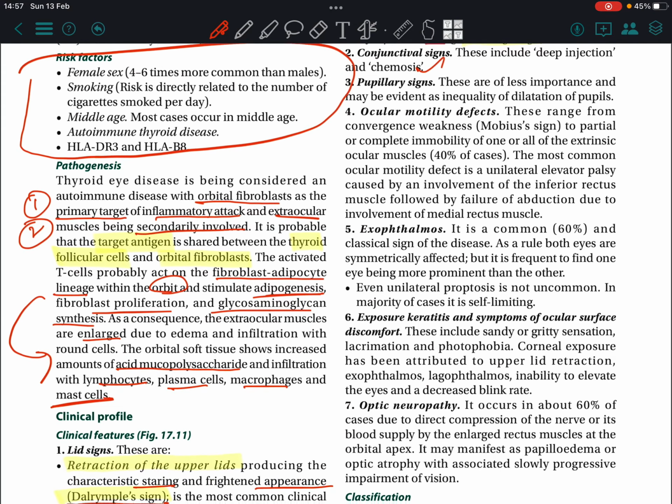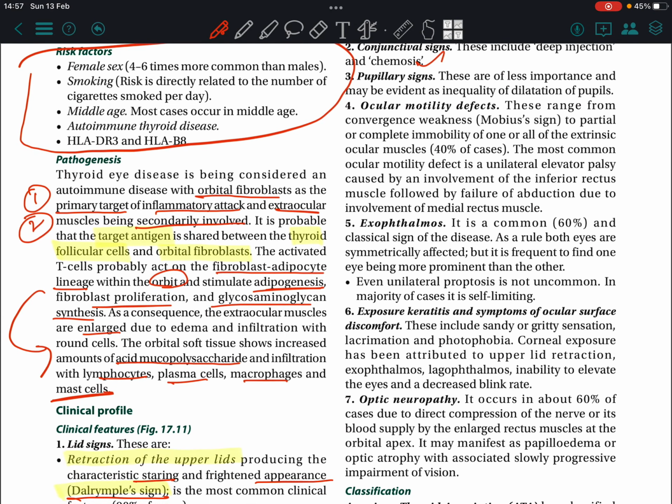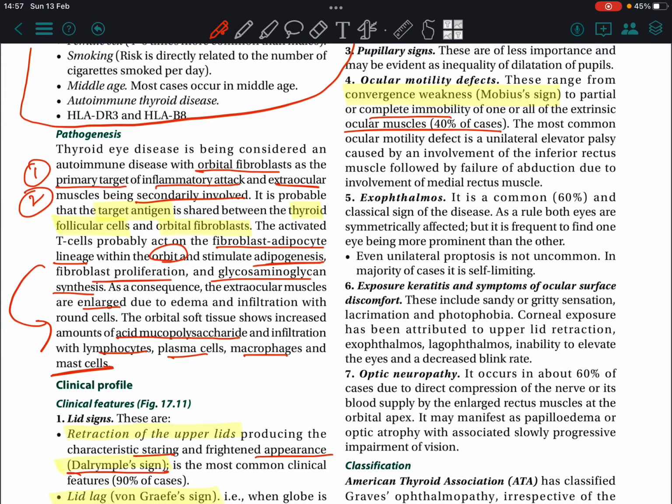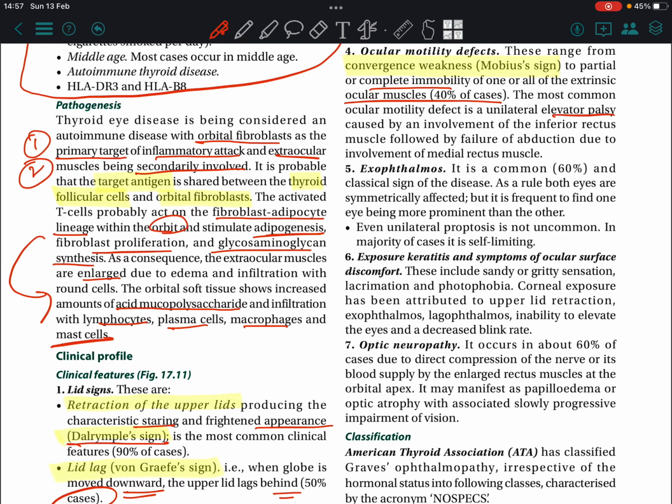Ocular motility defects range from convergence weakness, Mobius sign, to partial or complete immobility of one or all extraocular muscles. The most common ocular motility defect is a unilateral elevator palsy caused by involvement of the inferior rectus muscle, followed by failure of abduction due to involvement of the medial rectus muscle.